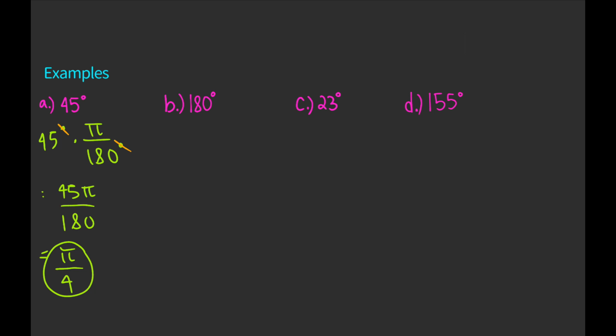Next, we have 180 degrees. You might also be familiar with this one, but we're still going to work it out. So we have 180 degrees times pi over 180 degrees. And you might notice that this 180 degrees and this 180 degrees cancel out because one is in the numerator and the other is denominator. And what we will be left with is pi. So that's our answer. 180 degrees equals pi.